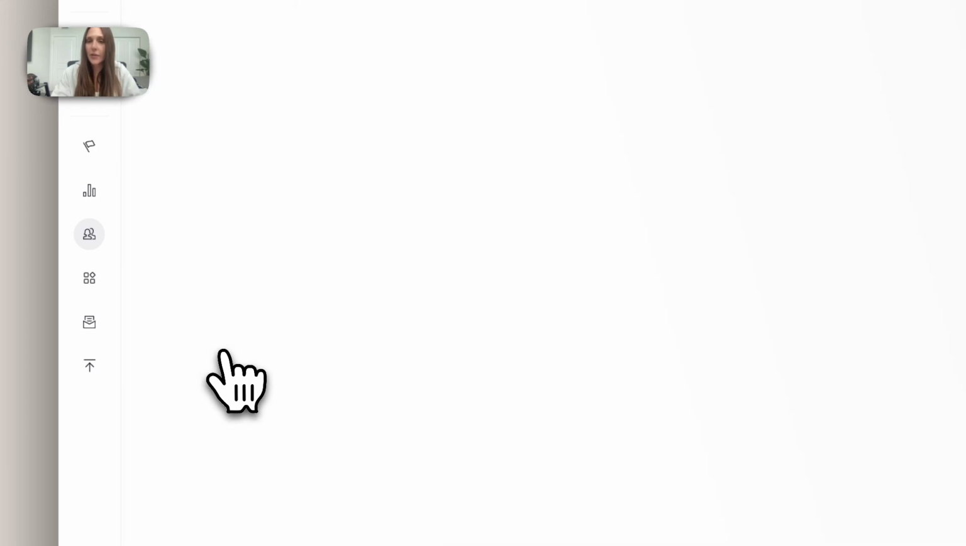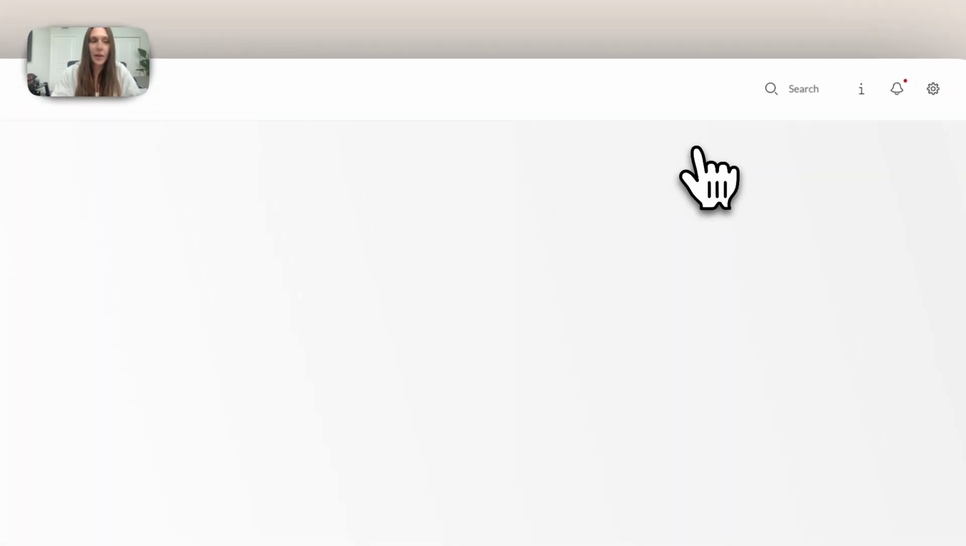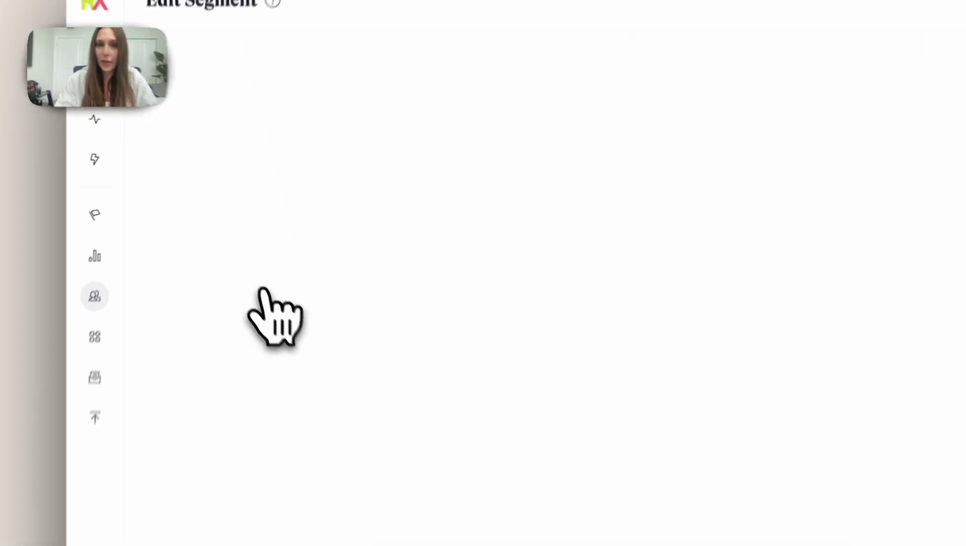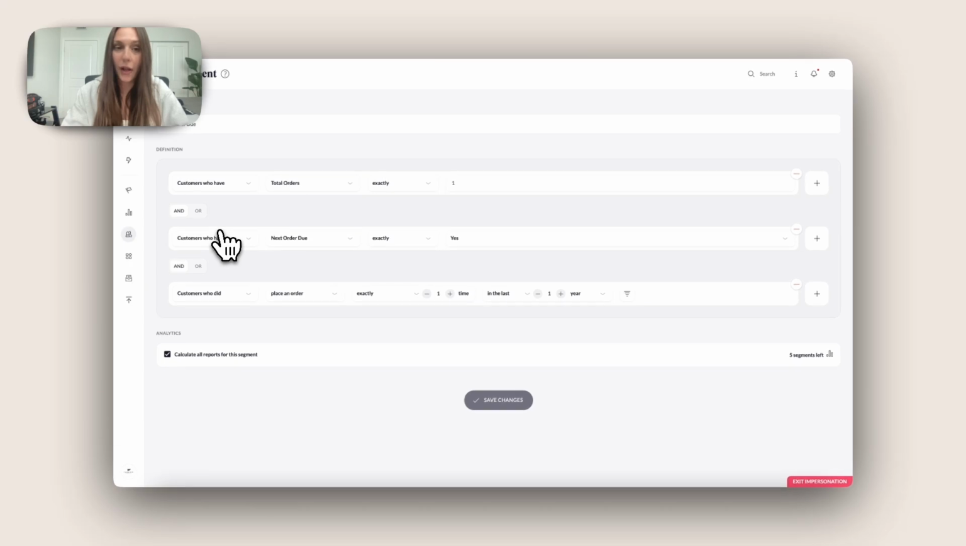So if we click into this segment, we can take a look at the criteria here. And specifically for second order due, we're considering the following. So we're looking at your customers who have placed exactly one order, so your one-time purchasers. These customers are overdue for their next order. So this is a dynamic condition that's pulled in directly from the time between purchases report.